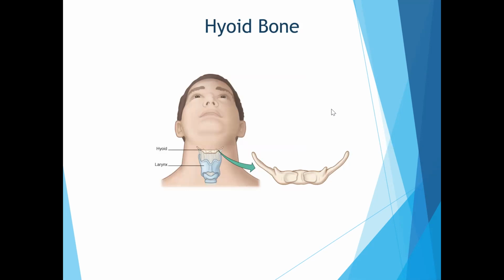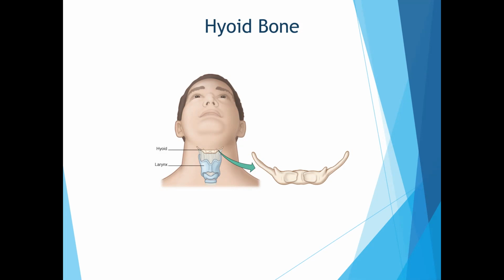All right, the hyoid bone. Not that this is the most important bone in the world, but I highlight this one because it's the only bone in the body that does not articulate with another bone. So every single bone in the body besides the hyoid bone is going to articulate with another bone.